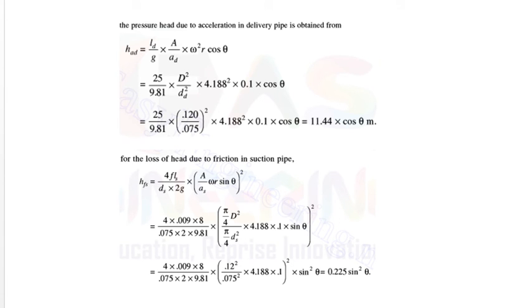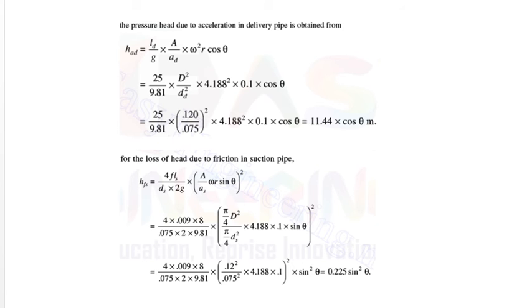Now the pressure head due to acceleration in delivery pipe can be calculated with the same formula. In this formula, this length is the length of the delivery pipe, and this small Ad is the cross-sectional area of the delivery pipe. All these values are given in the question. So with the help of all these values, you can calculate the accelerating head in terms of the angle theta.